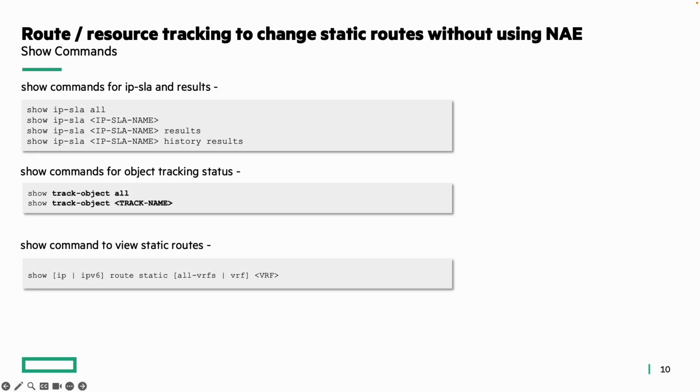We should all be familiar by now about how to show an IPSLA and its result, now inclusive of rolling average historical results, as well as how to show a static route. We can also bring up the state of tracked objects, both individually or all the objects that have been defined.